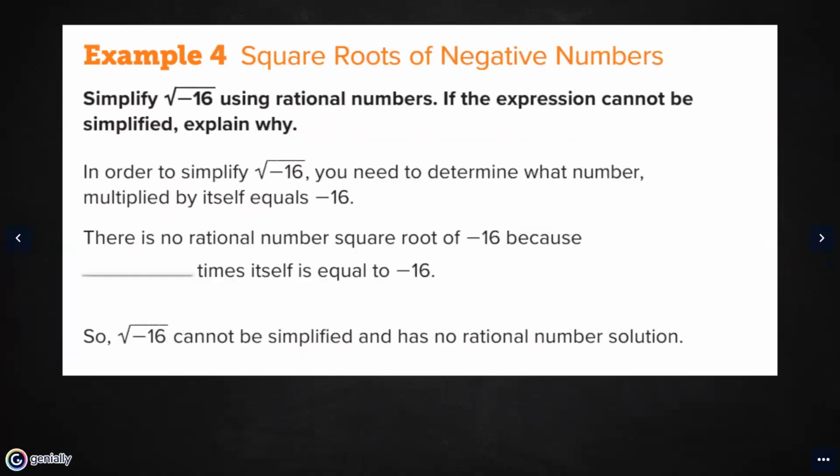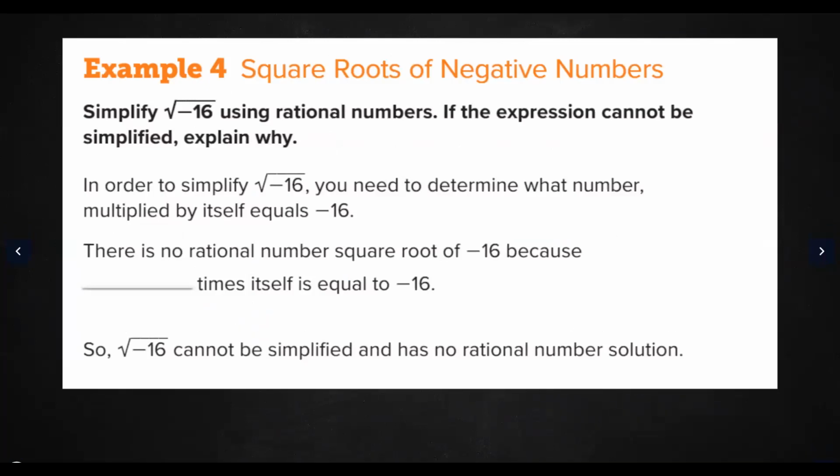In example number 4, we need to find the square root of negative numbers. And it says simplify the square root of negative 16 using rational numbers. Okay, if the expression cannot be simplified, explain why. In order for us to simplify the square root of negative 16, we need to determine what number multiplied by itself equals negative 16. There is no number, right? There is no rational square root of negative 16 because a number times itself is not equal to negative 16, right?